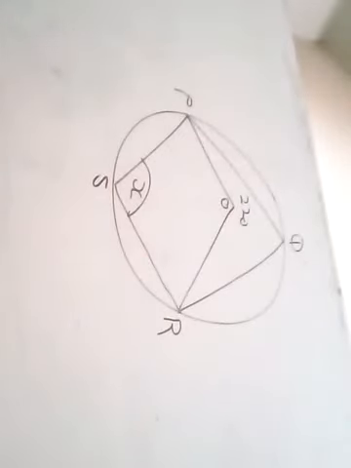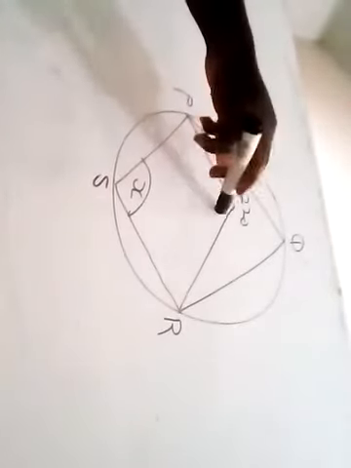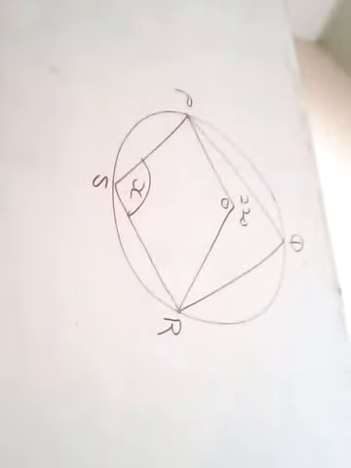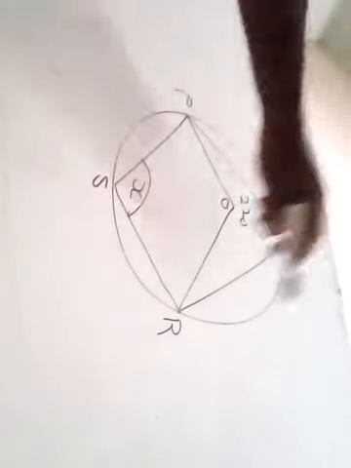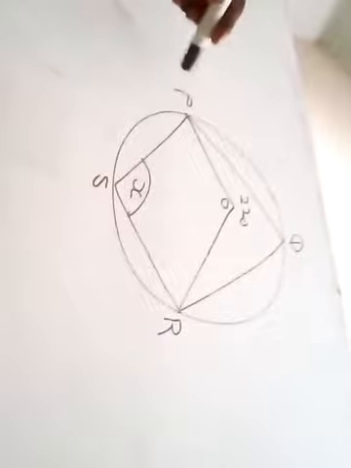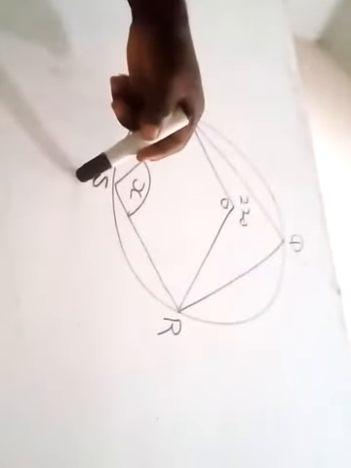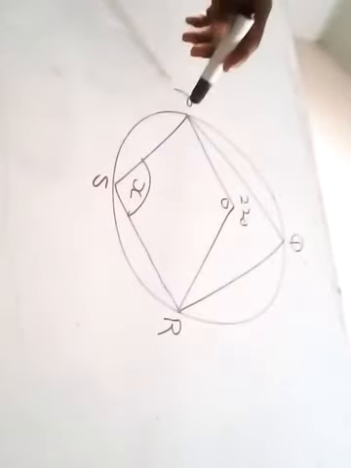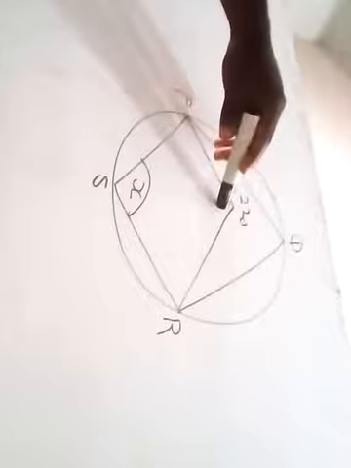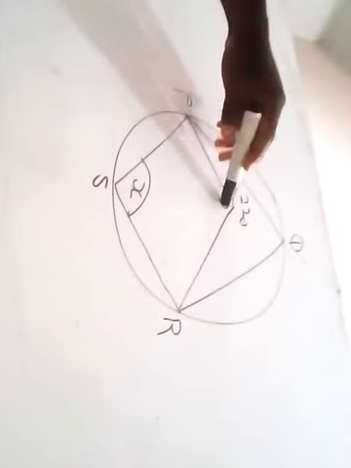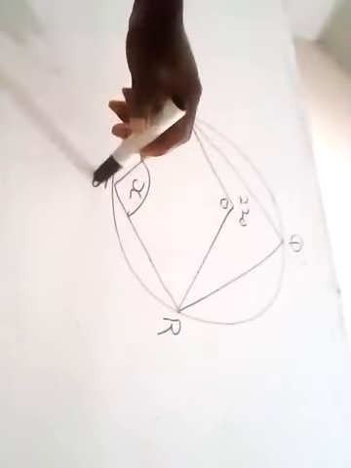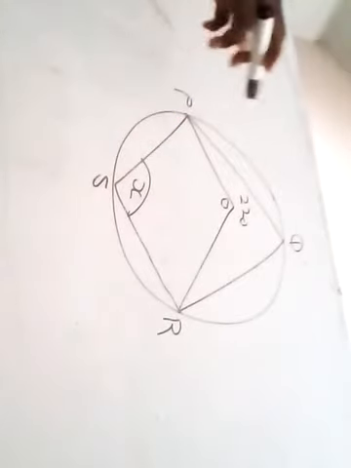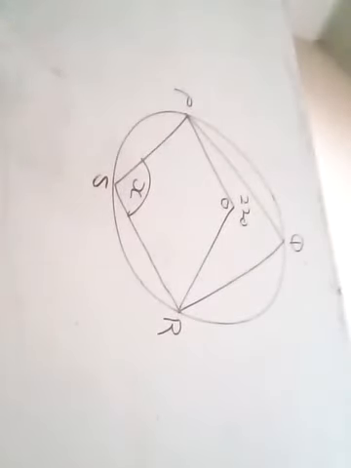Okay, question number 2 says what? This O is the center of the circle PQRS. So we should find the value of x. Let's find the value of x.